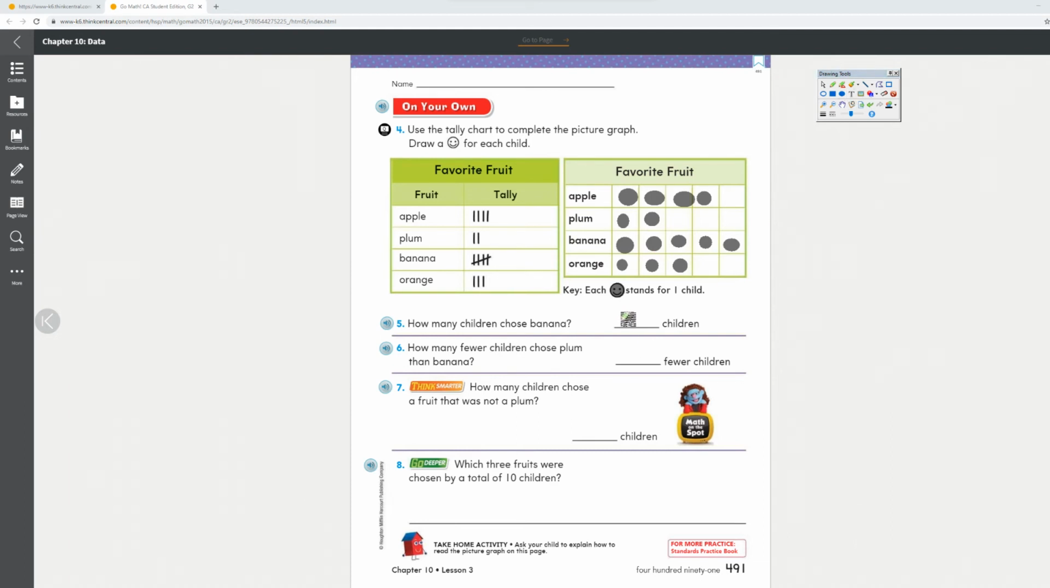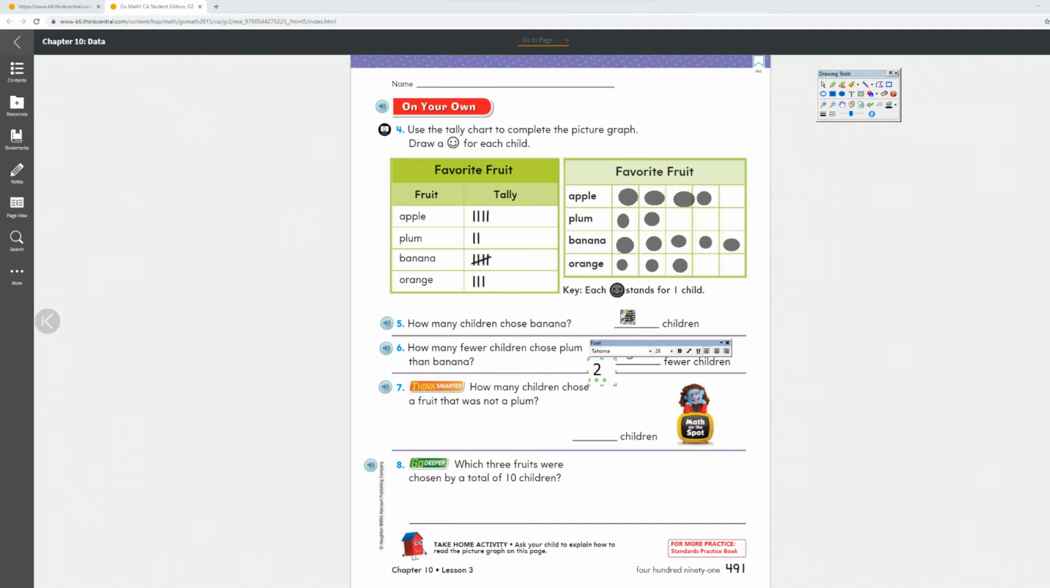Now the answers are, for number 5, how many children chose banana? 5 children chose banana. And how many fewer children chose plum than banana? So this is the subtraction problem. The answer is 3. What you would have done is chose banana because it's the bigger number, which is 5. And you would have subtracted the plum, which is 2.